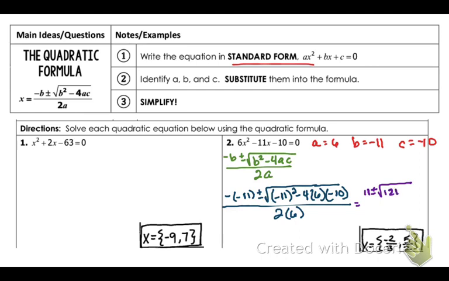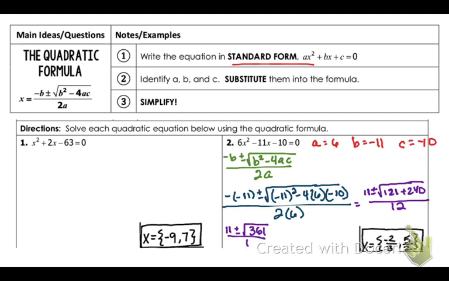Now I'm going to do this on the calculator. I'm going to do negative 4 times 6 times negative 10. That's going to give me a positive 240, all over 12. Now I'm going to add 240 plus 121. That's going to give me 361. So I'm going to write it over here.